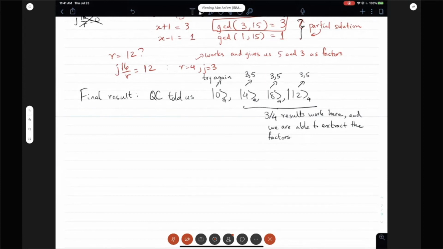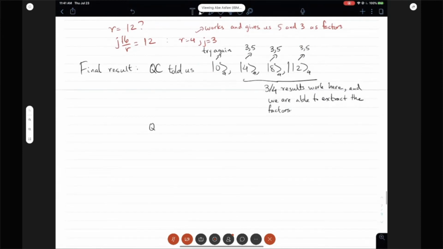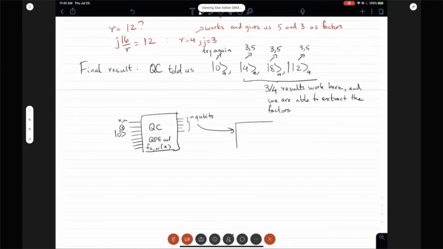We had a quantum computer which did quantum phase estimation with the kind of gates that allowed us to do this function f of x. We fed that quantum computer a specific set of qubits, all of them in the 0 state. Several qubits. We did n for the input and m for the target. And we were able to get results out of that quantum computer that had n qubits. And then we took these results and post-processed them on a classical computer.